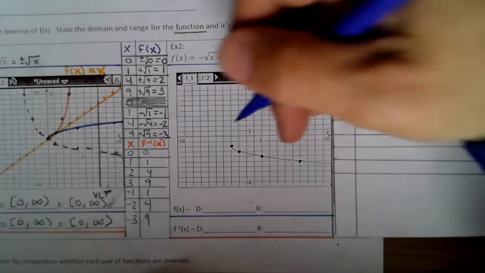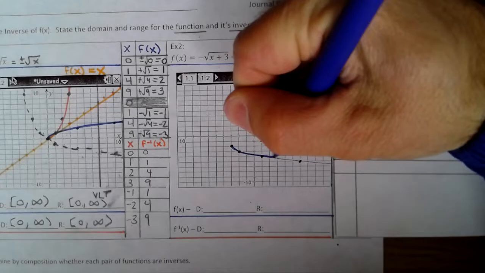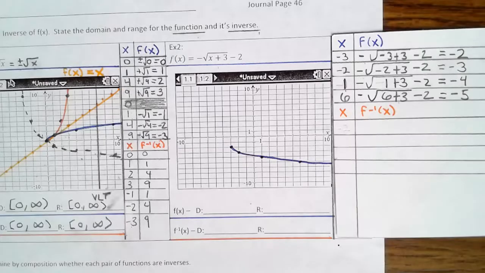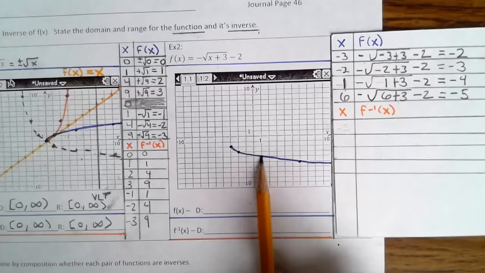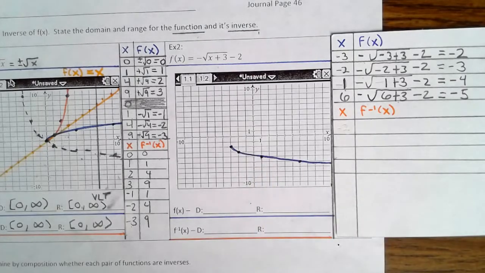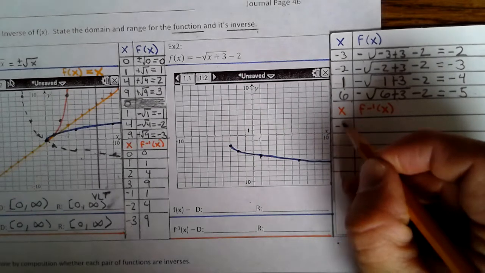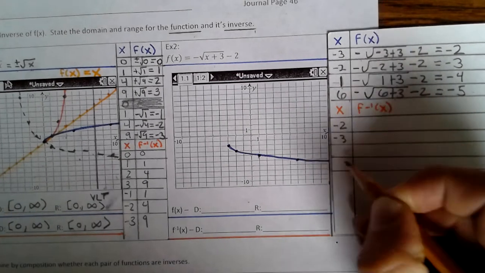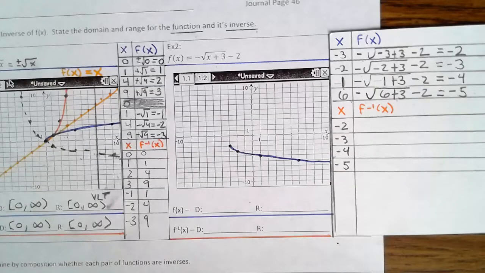Now, square roots are plus or minus, but we're not going to focus on the dashed lines like we did before because we only need this portion, okay? Now, the inverse is easy. We switch the f of x and x, so -2, -3, -4, -5. Okay, and then -3, -2, 1, and 6.